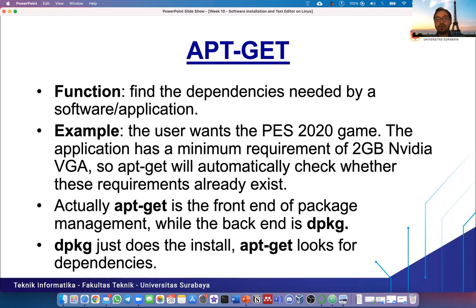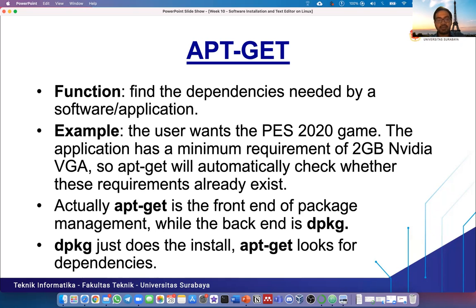So if you want to install an application in Linux, before you install it, the Linux operating system will check the requirements first, right? But like I mentioned before, we will not install the PES 2020 game, because the PES 2020 game is not supported in the Linux operating system, right? I just give you an analogy.